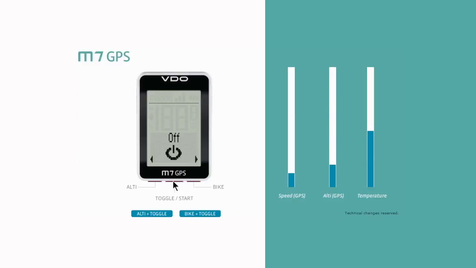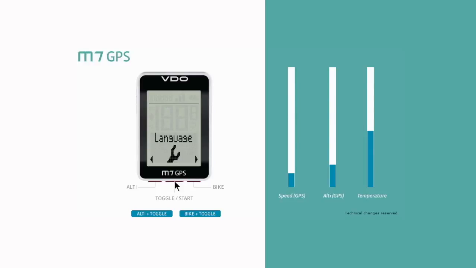After this, the first menu item, Off, appears. Use the bike or Alti button to reach the settings and open it with the start button. First, the language setting appears on the display. Open the menu with the start button and use the Alti or bike button to select the desired language. Confirm with the start button. The display now shows Set OK, and your selection is saved.